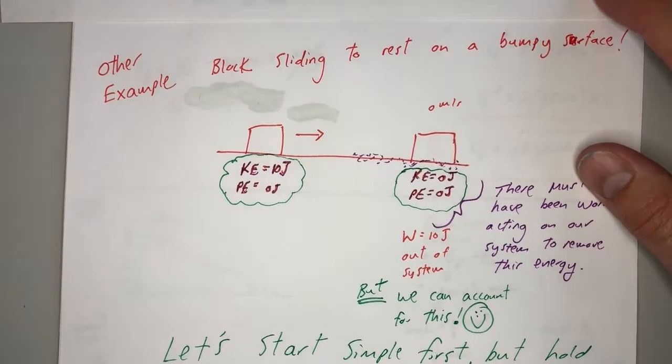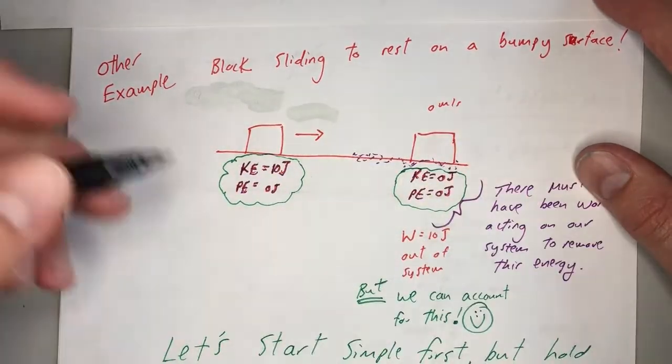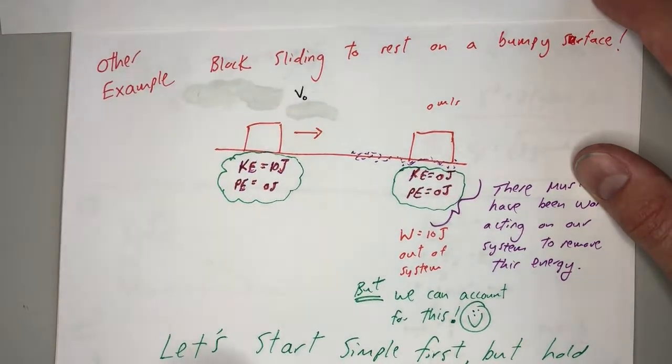All right, one very simple example. You have a block, and it says block sliding to rest on a bumpy surface. So you have a block, and let's say, I'm just going to say it's got some velocity v naught. They don't tell you what it is, and it's moving.